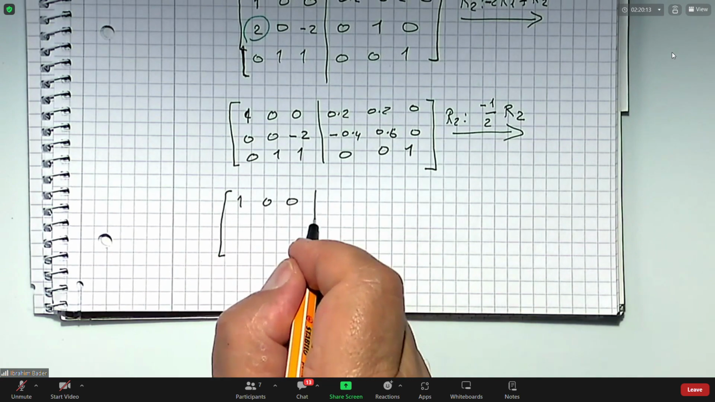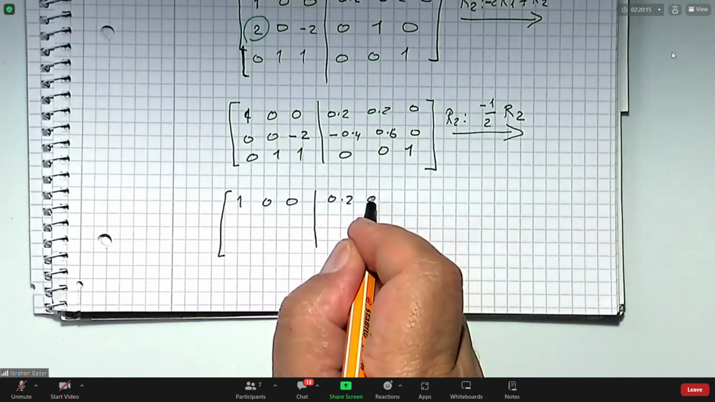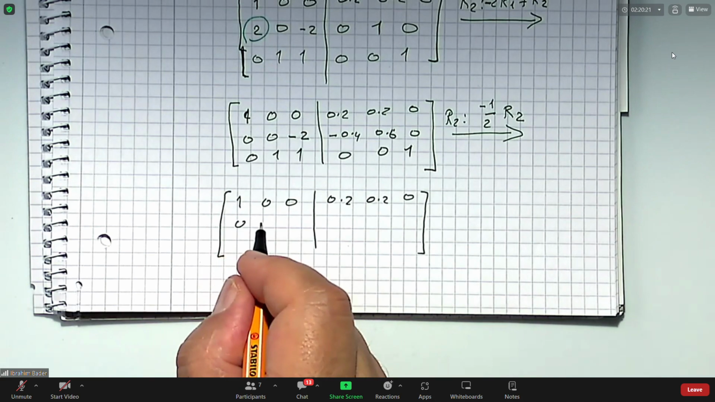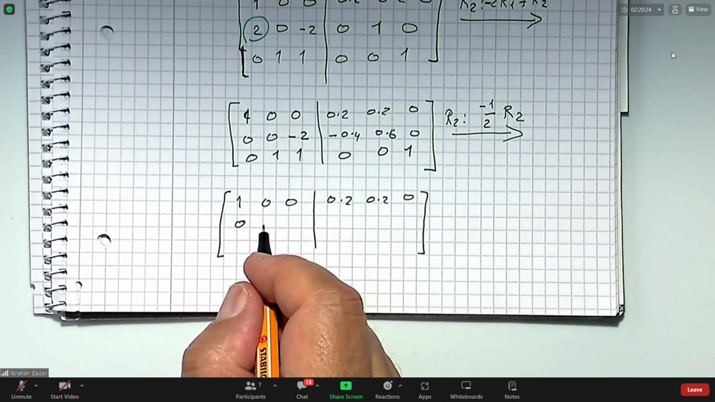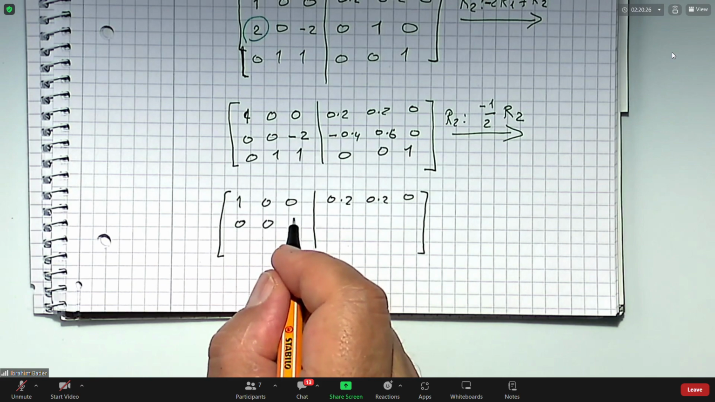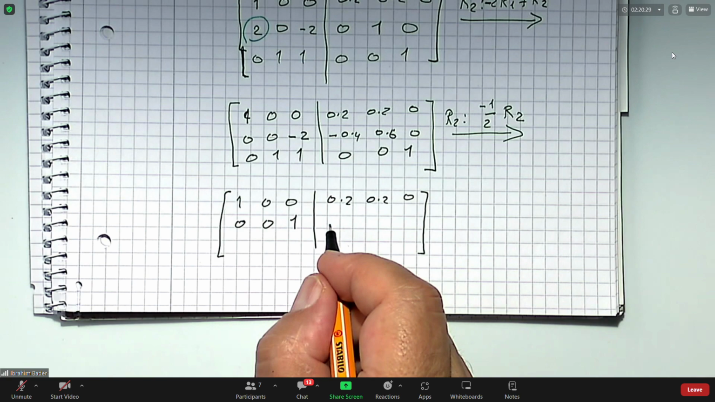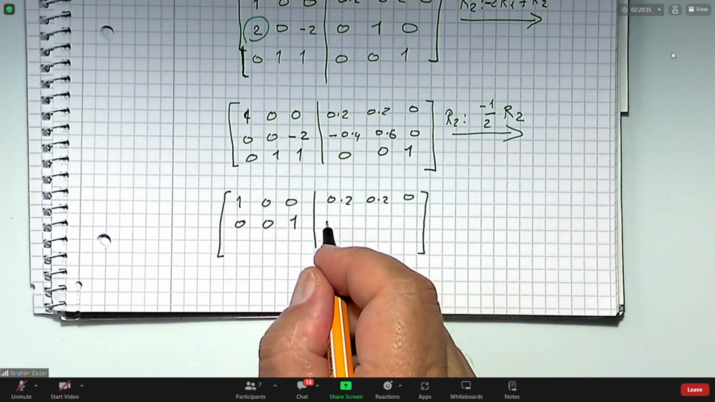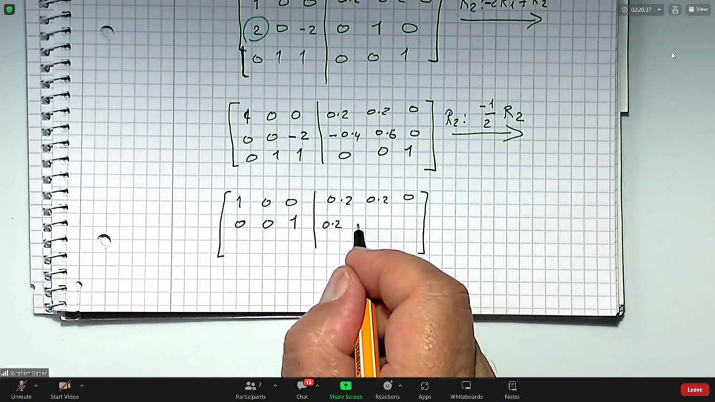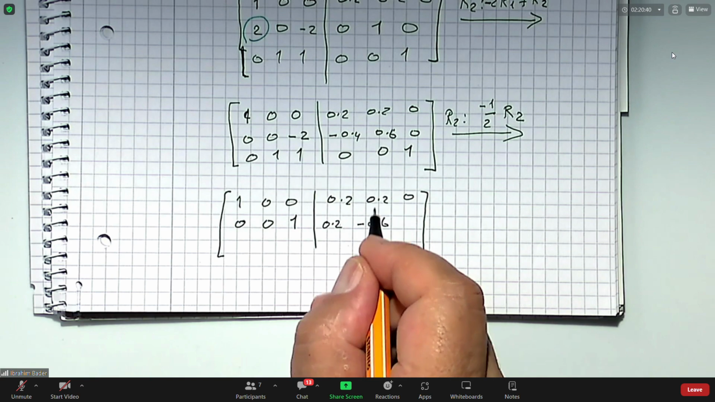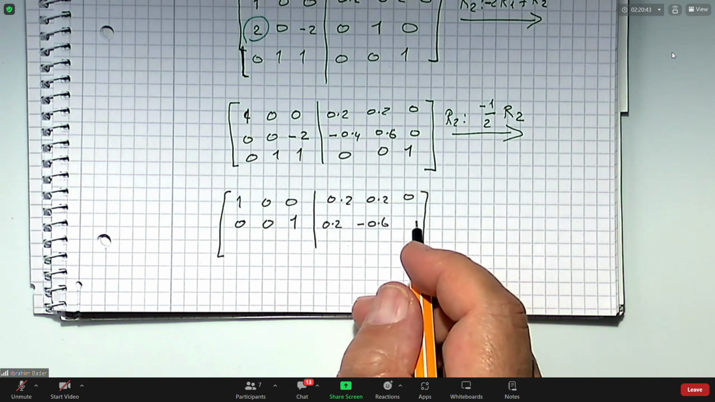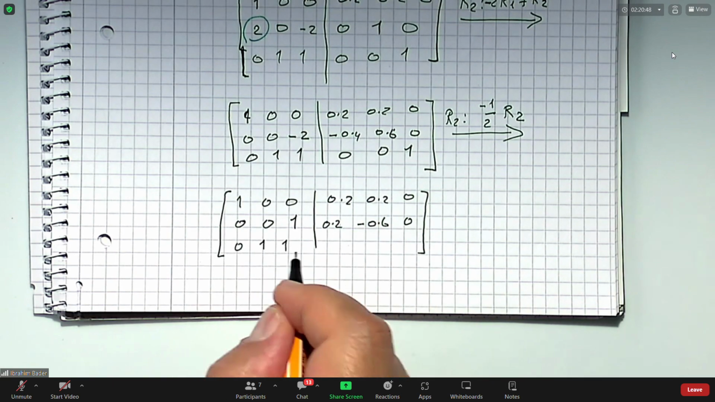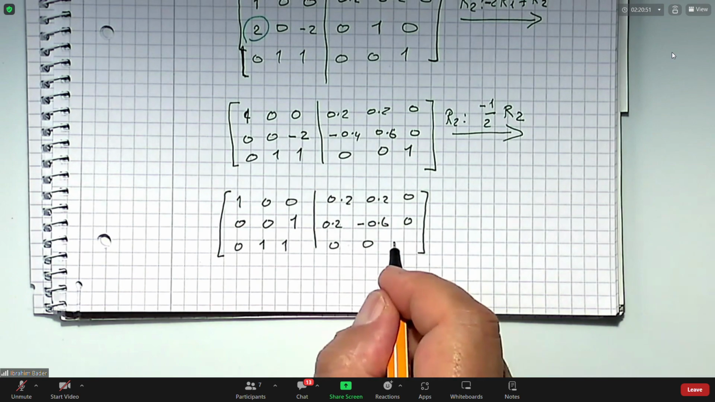So here it's not changed, 0.2, 0.2, 0. And here, since I divided by negative 2, I will be getting here, of course, 1. Here I will be getting 0.2 positive. And here I get negative 0.4 plus 0.6 divided by negative 2. And here, of course, it remains 0. Here I get 0, 1, 1, 0, 0, and 1. Okay.